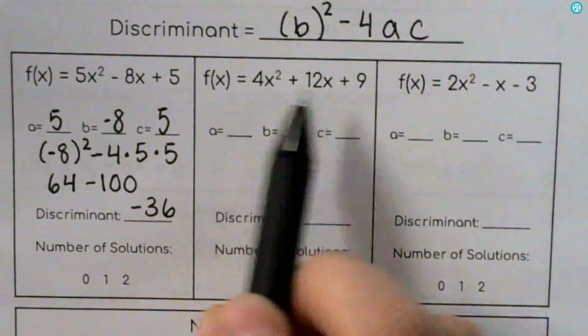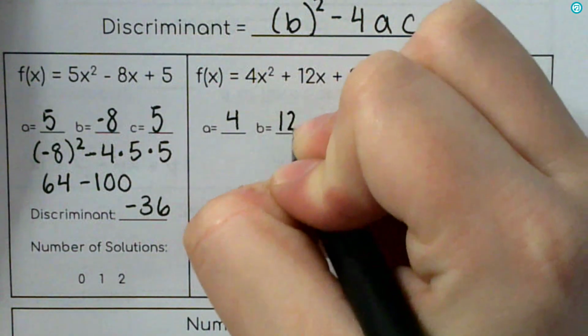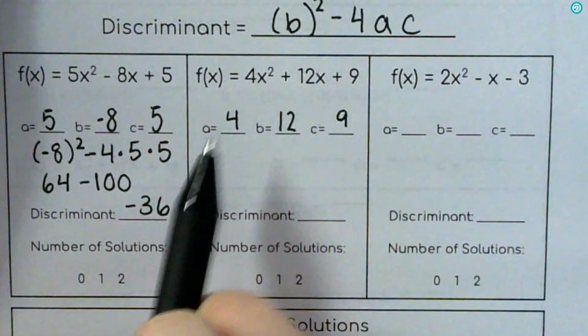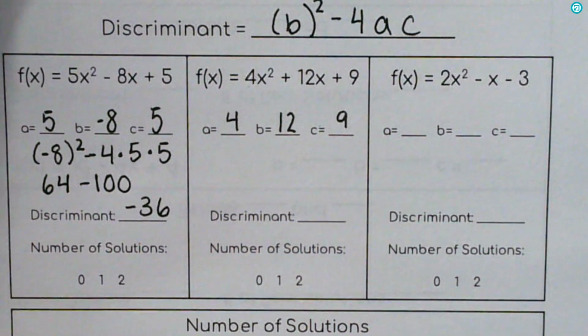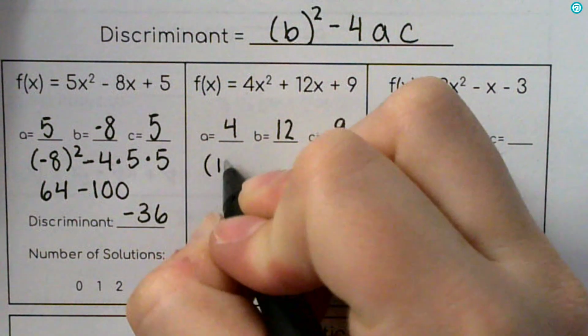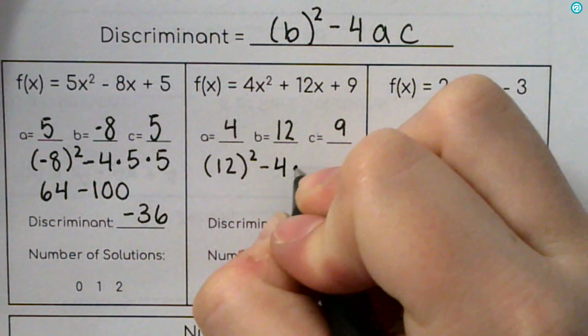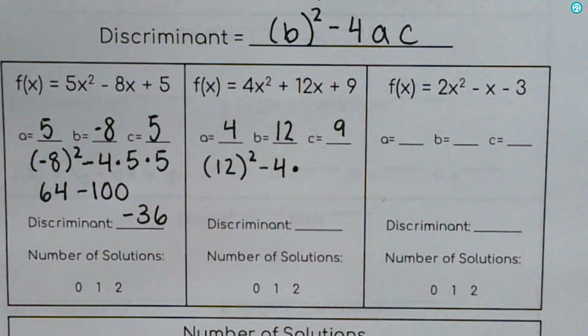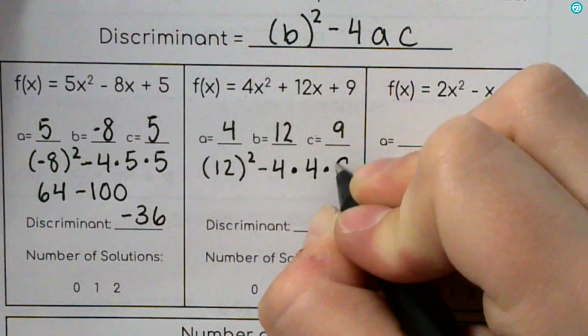So we've got 4x squared plus 12x plus 9. My a value is 4. My b value is 12. My c value is 9. So just a, b, c is where I get those. The formula I'm using every time is b squared minus 4ac. So I'm going to plug in and do 12 squared. So that's my b squared minus 4 times my a value is 4 times my c value is 9.